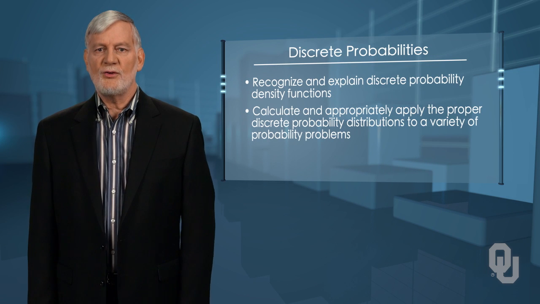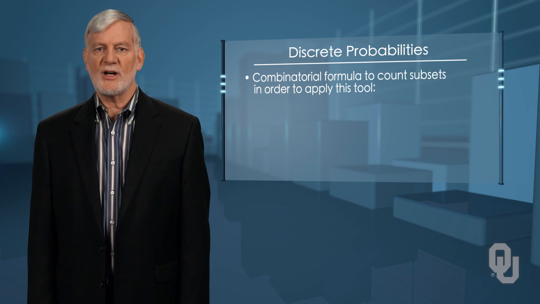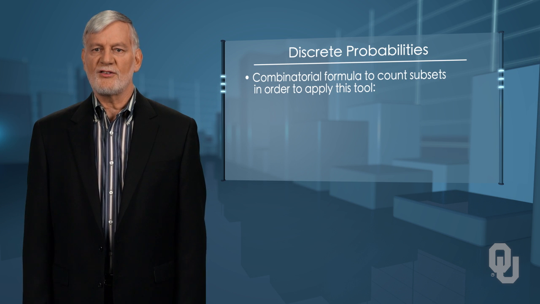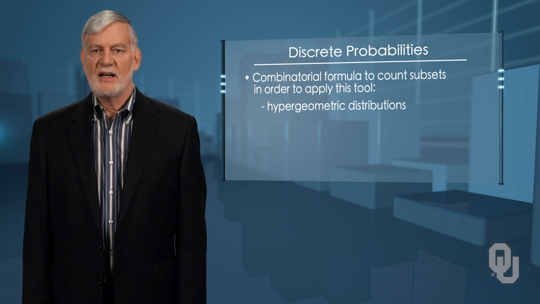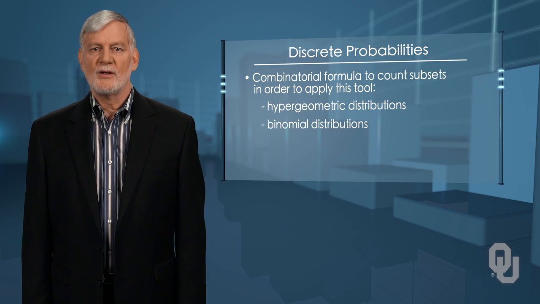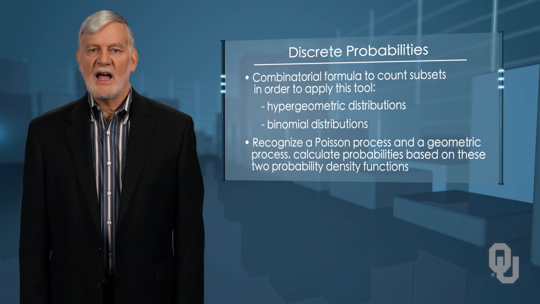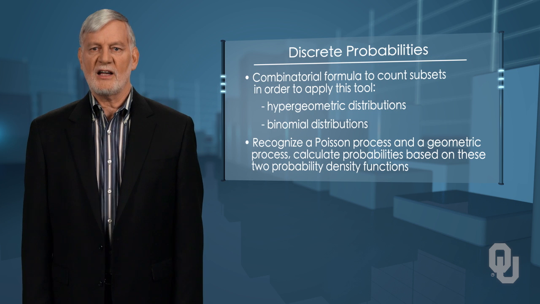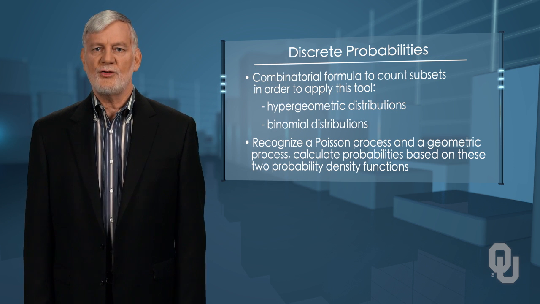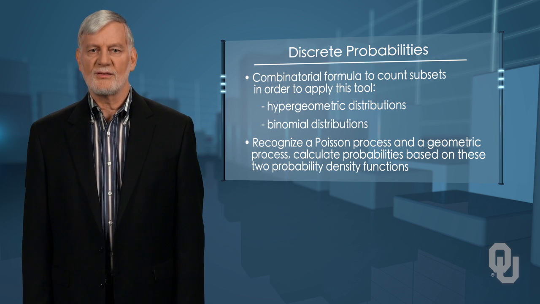You will know how to use a combinatorial formula to count subsets in order to apply this tool to the hypergeometric and binomial distributions. Furthermore, you will be able to recognize a Poisson process and a geometric process and calculate probabilities based on these two probability density functions.